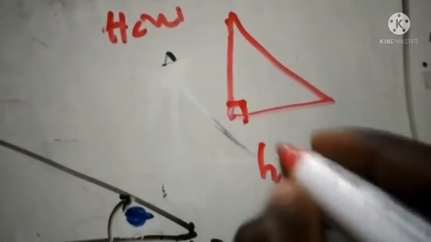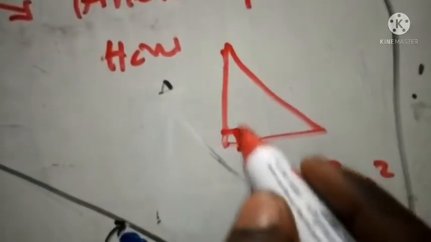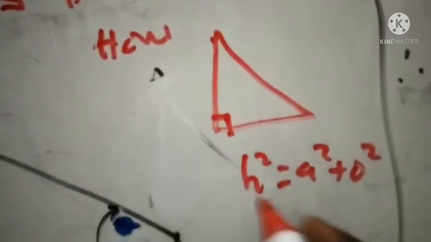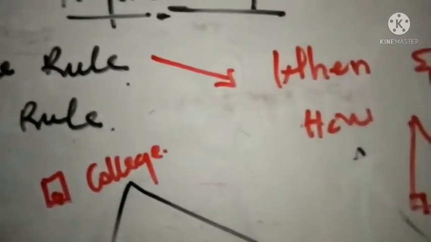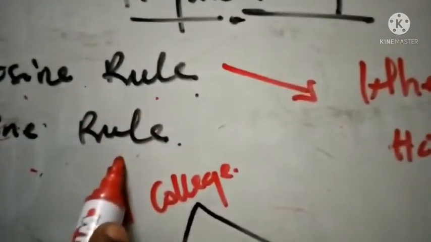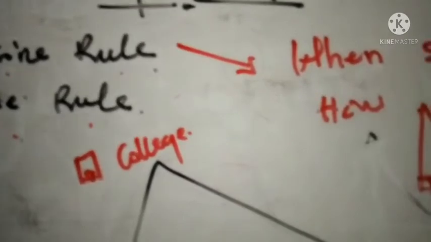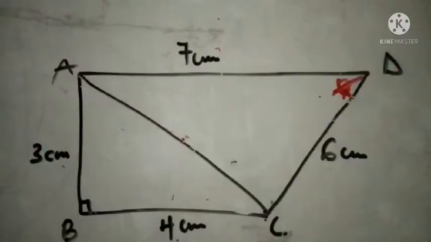Before, you could apply 8 squared is equal to the adjacent squared plus the opposite squared. If the triangle has no 90 degree angle, you cannot use this. Now, in case the triangle is not a right angle triangle, then you have to use the cosine rule and the sine rule in solving your problem. So let's look at how the sine rule looks.